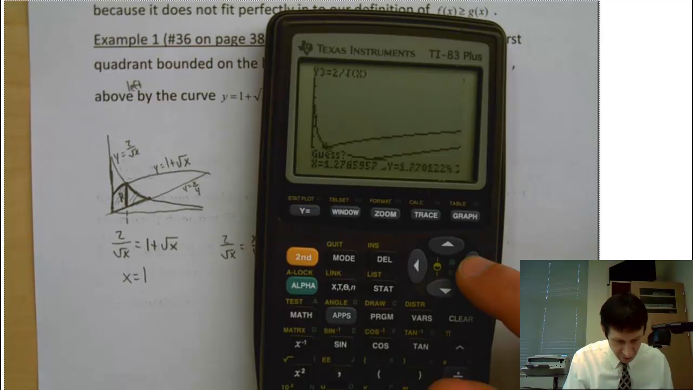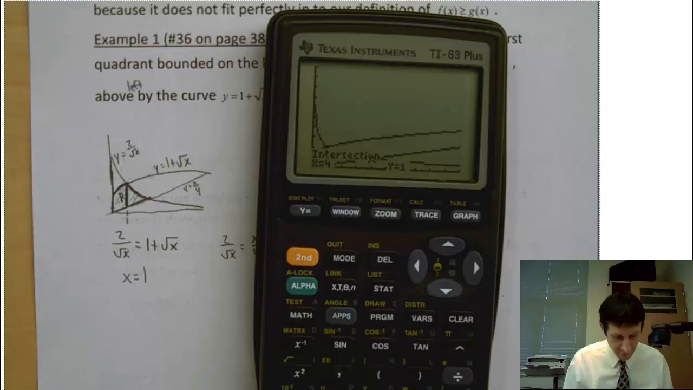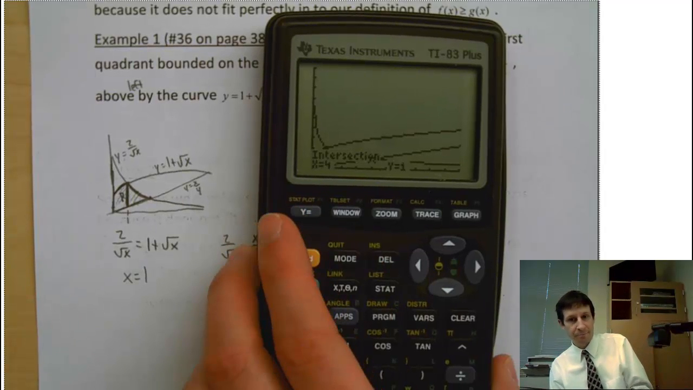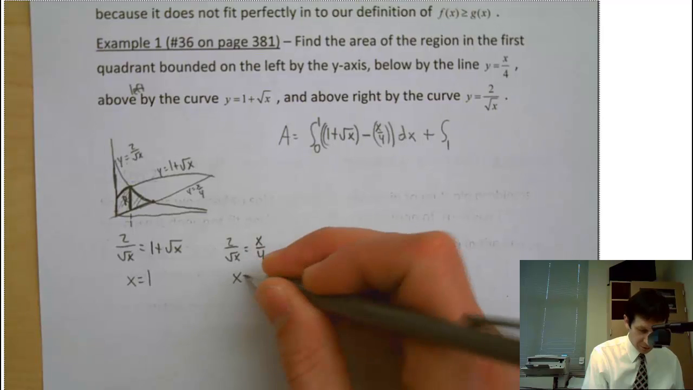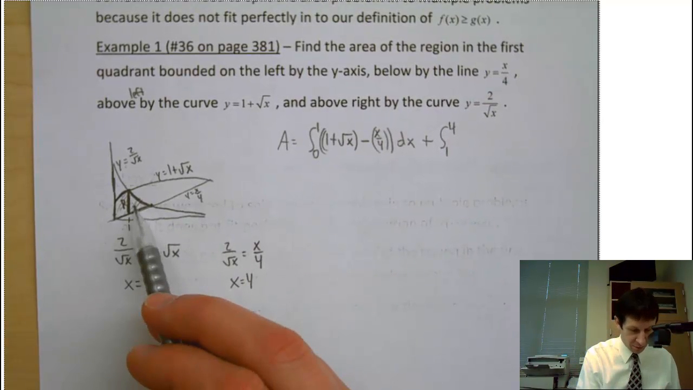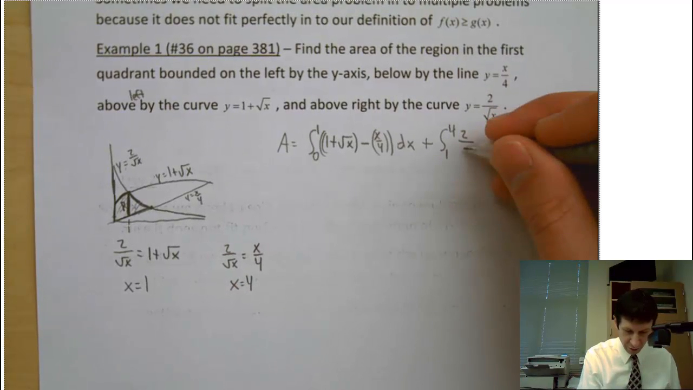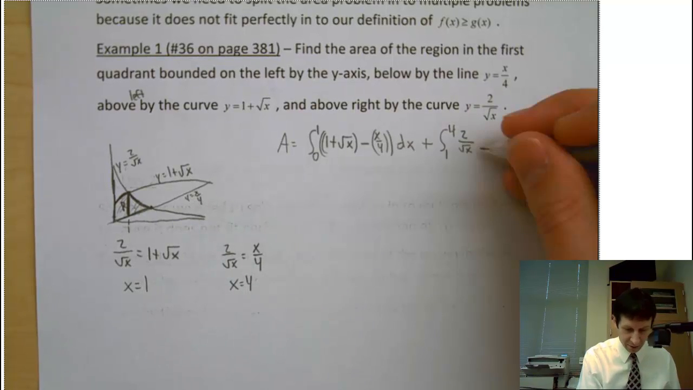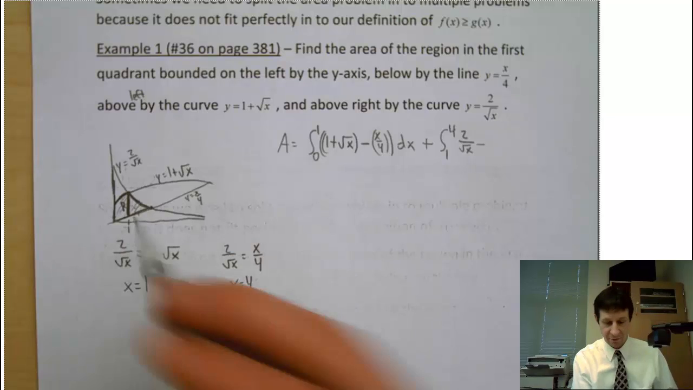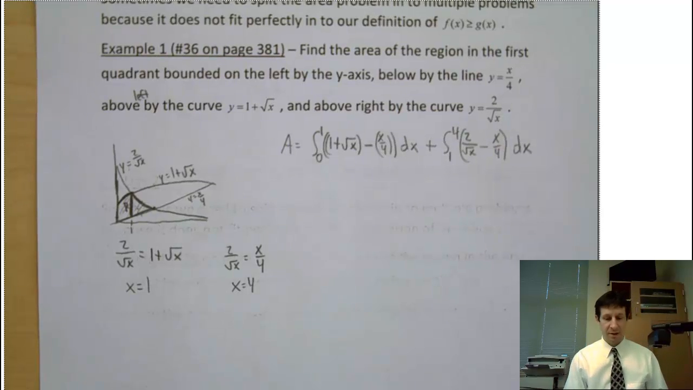It asked me to guess, so I want to slide my cursor way out here to where it looked like that other point was. Guess. It found an intersect of x equals 4. So I can say that right here. That means this other one needed to go from 1 to 4. So for this region, the upper function is 2 over root x. So that's what I'm going to put here, 2 over root x. I want to subtract the lower function, which is x over 4. Get our notation right. So that's a dx there.